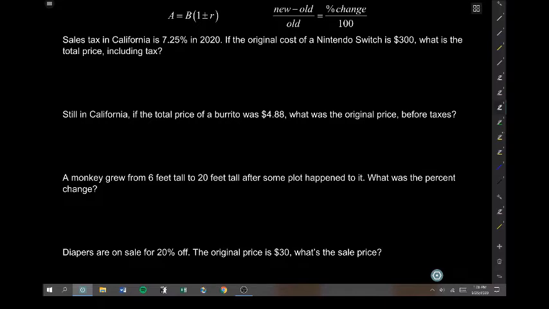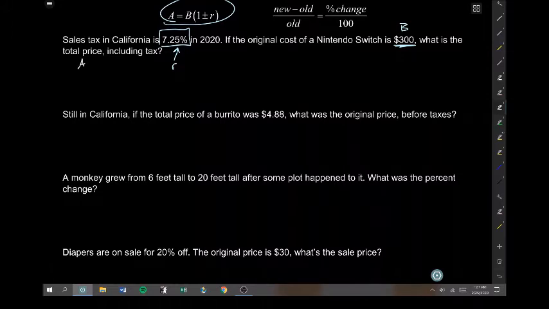7.25% is a pretty high sales tax. I don't think it's the highest in the country, but it's pretty high. If you're going to buy a Switch for $300, it's also going to include 7.25% of that $300 added on at the end. So the way that this would work is this right here would be my r if I was going to use this formula. And this right here is my base. I'm trying to find the amount afterwards.